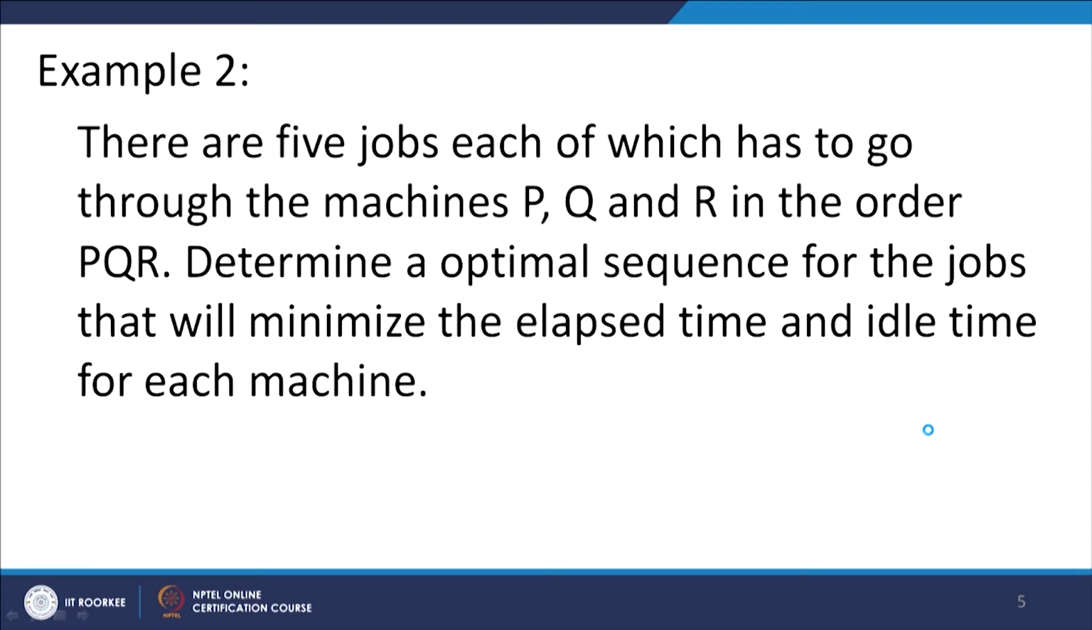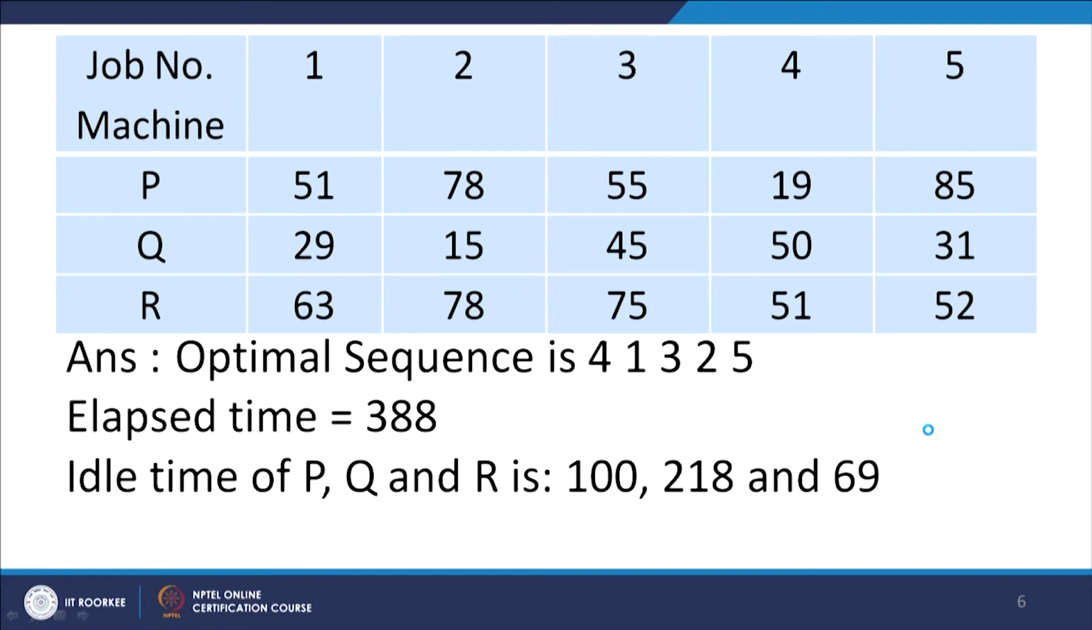Now, as you know, this is the 3 machine case, and therefore we have to see whether it is possible to solve it with the help of Johnson's method, but that is possible only if certain conditions are satisfied. So, let us look at the data that has been provided. The job numbers are 1, 2, 3, 4, 5 and the 3 machines are numbered as P, Q, R and their times are shown in the table, and the optimum sequence, I have written the answer, 4 1 3 2 5 and the elapsed time is 388. Now, the question is, how did we get it?